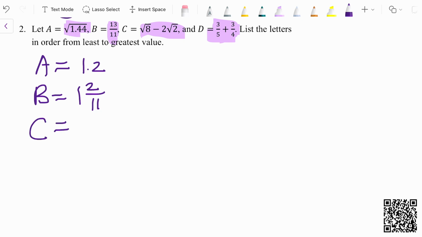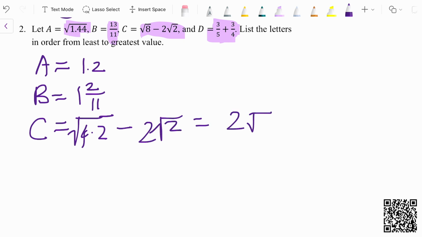C is equivalent to the square root of 8 minus 2 square roots of 2. So the square root of 8 can be written as 4 times 2 under a radical roof. So this is then equivalent to 2 root 2 minus 2 root 2. So these two are the same, which means that they subtract to create 0.